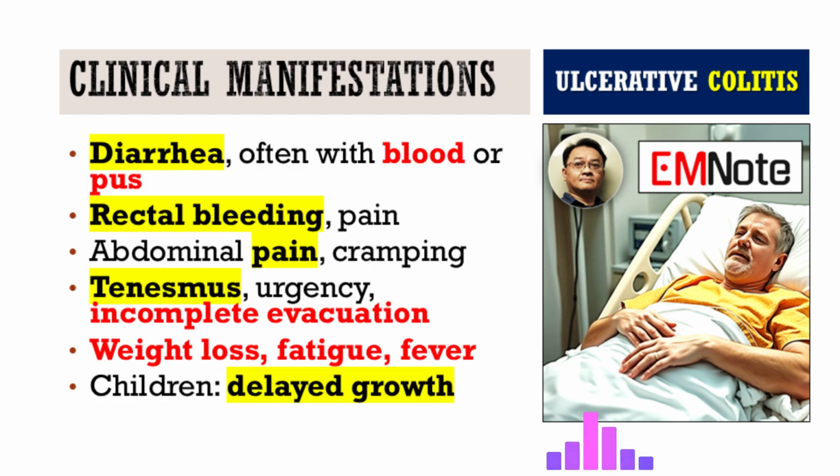Good to know. Okay, let's talk clinical picture. What are the main symptoms you should be watching for, the sort of red flags? Well, classic symptoms include persistent diarrhea, often with blood, hematochezia, or pus. Abdominal pain is common, rectal bleeding too, and tenesmus, that urgent feeling to go, even if the bowel's empty. Also, look out for weight loss, fatigue, sometimes fever. And crucially in kids, impaired growth and development is a big one.